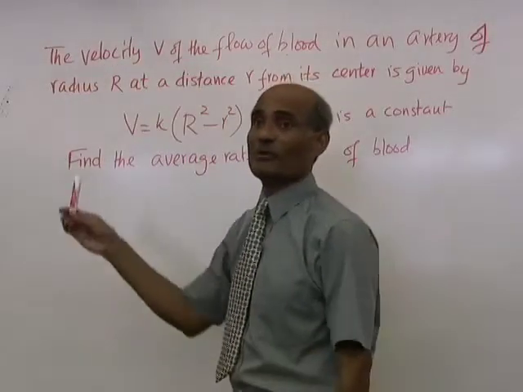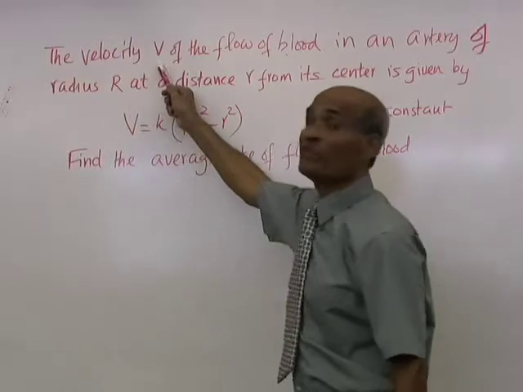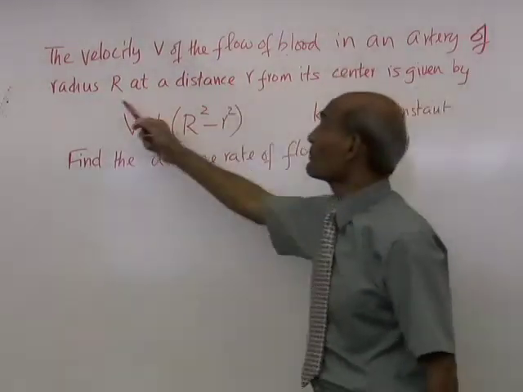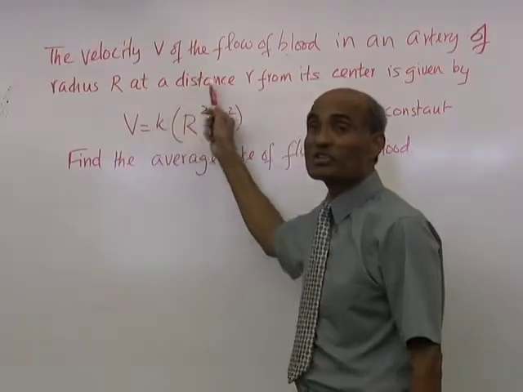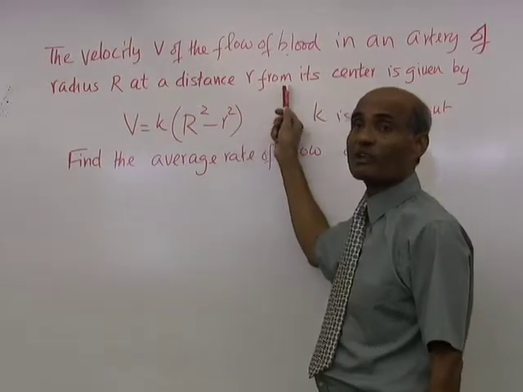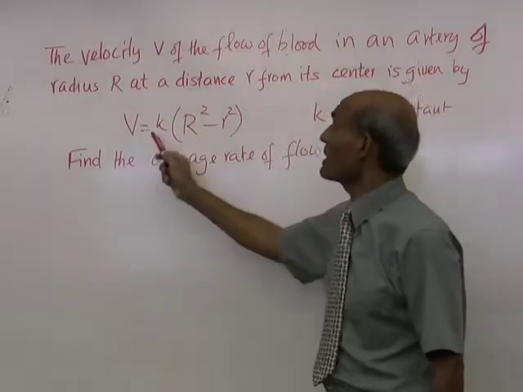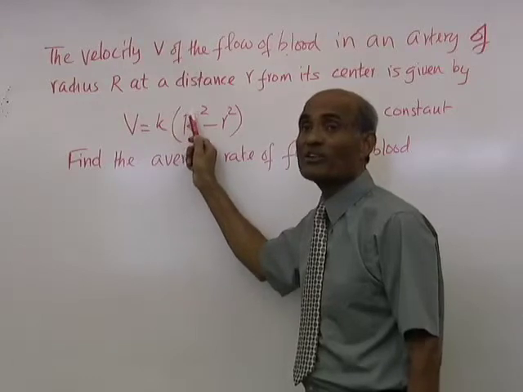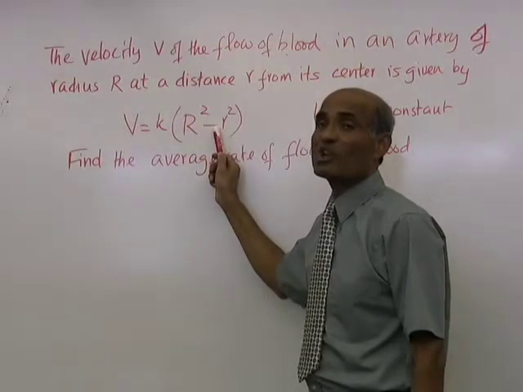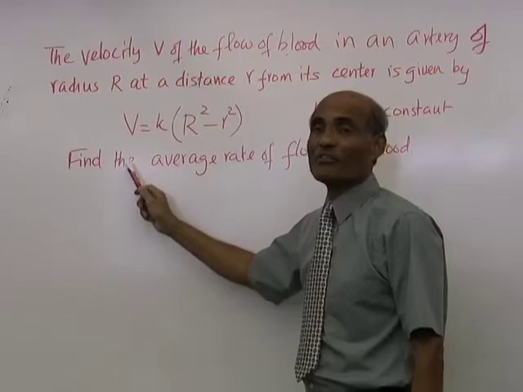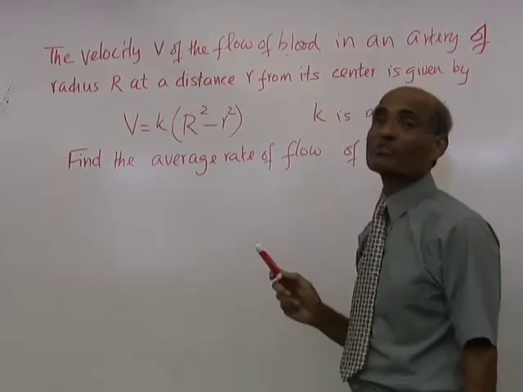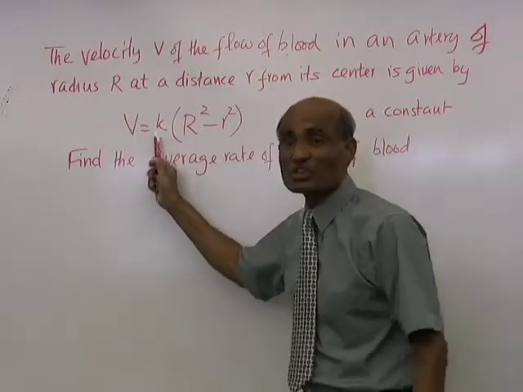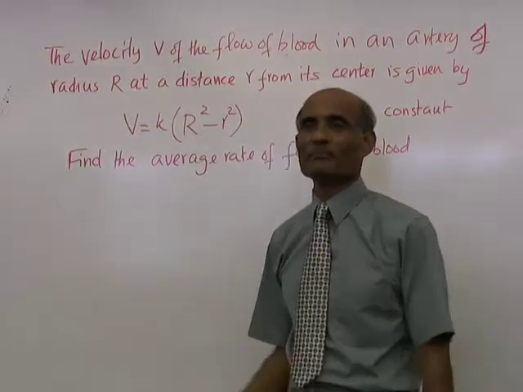Okay, try this now. The velocity v of the flow of blood in an artery of radius R at a distance lowercase r from its center is given by v equal to k times (R squared minus r squared). Find the average rate of flow of blood in the artery. And here k is a constant, k is just any number.